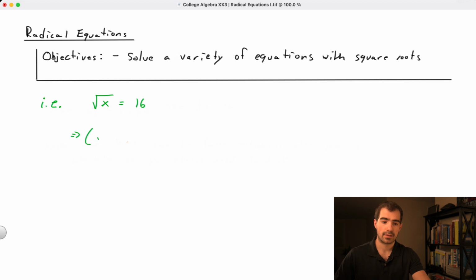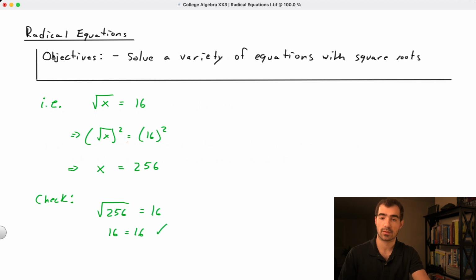So if we take the square of the square root of x and the square of 16, then the square root of x times the square root of x, or the square root of x squared, is just x itself, and 16 squared is 256. And so we find that x equal to 256 is a solution to our equation. And this is something that we can check and verify, of course. If we were to plug 256 back into our equation, then we have the square root of 256, which is 16, equal to 16, which is of course a true statement.